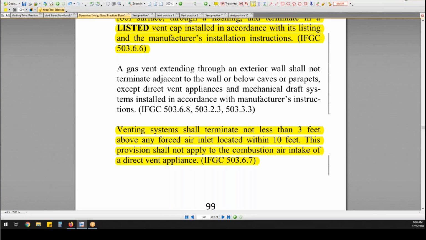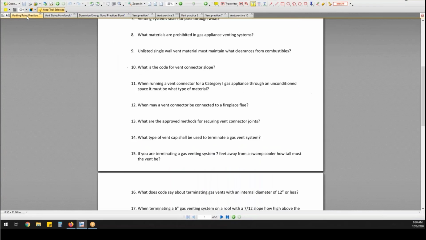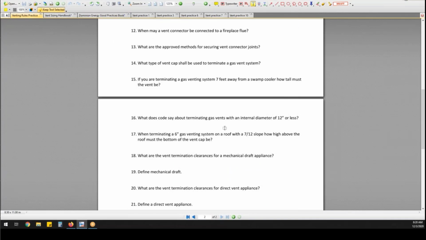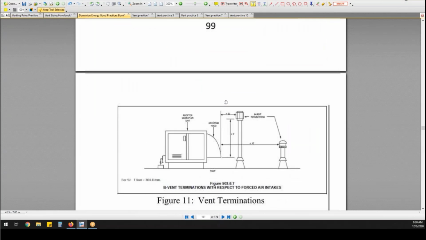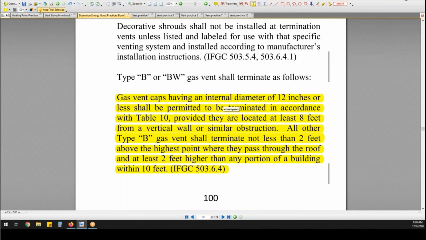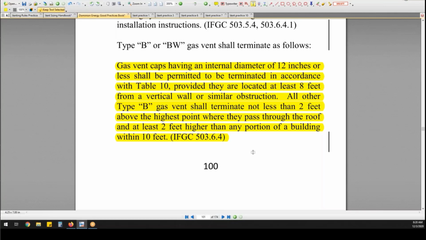Tyson, what did you come up with on number 16? I found it on page 100 of the good practices. Gas vent caps having an internal diameter of 12 inches or less shall be permitted to be terminated in accordance with table 10, provided that they are located at least 8 feet from a vertical wall or obstruction. All of the type B gas vents shall terminate not less than 2 feet above the highest point where they pass through the roof, and at least 2 feet higher than any portion of a building within 10 feet.